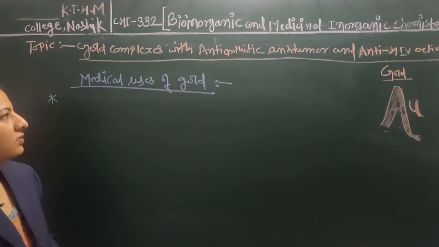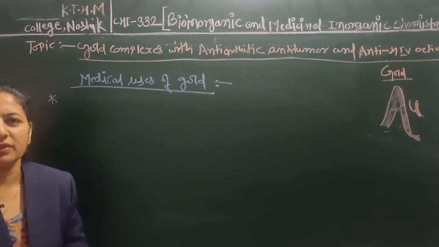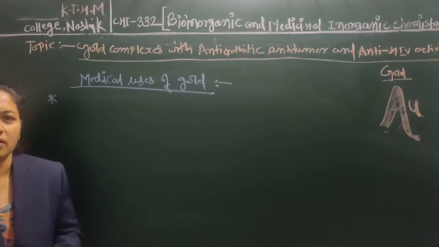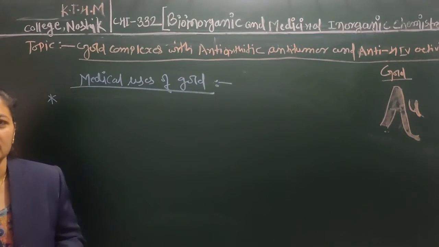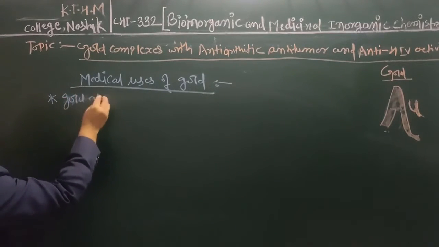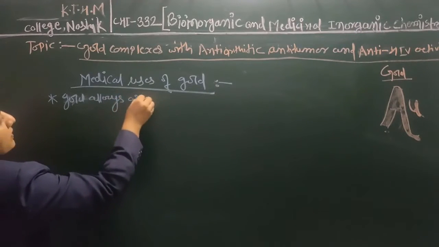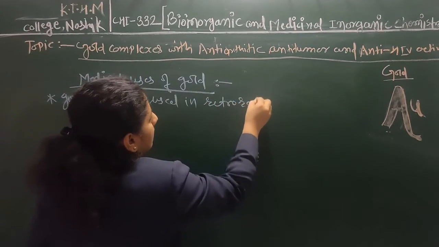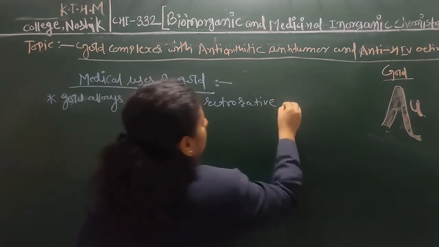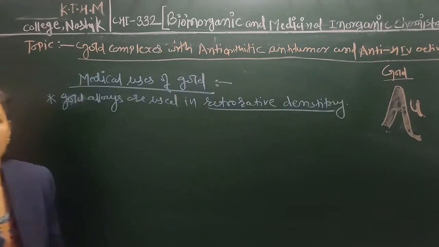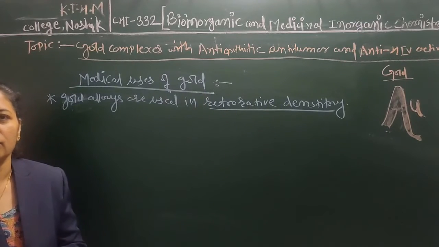So let's discuss the medical uses of gold. As we know, gold complexes are very important in medicine, and gold compounds have been used for medical purposes. Gold ions are used in dental problems to prepare crowns or bridges.